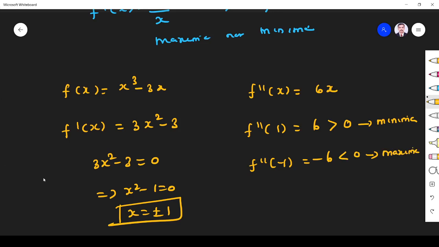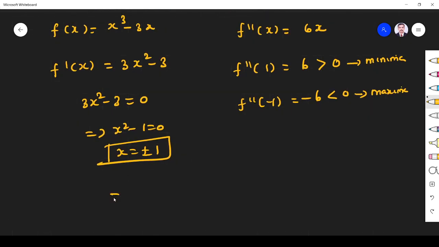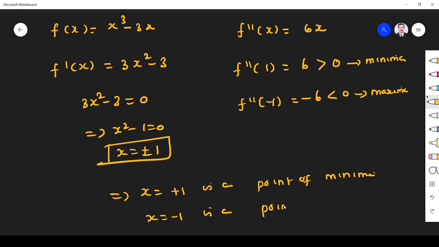So x is equal to plus 1 is a point of minima. x is equal to minus 1 is a point of maxima.